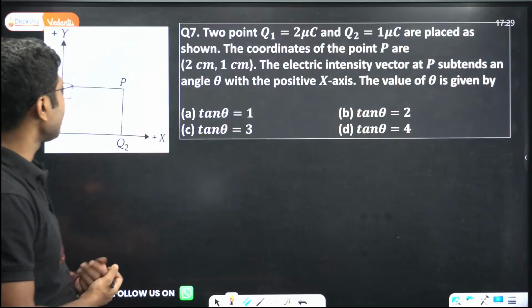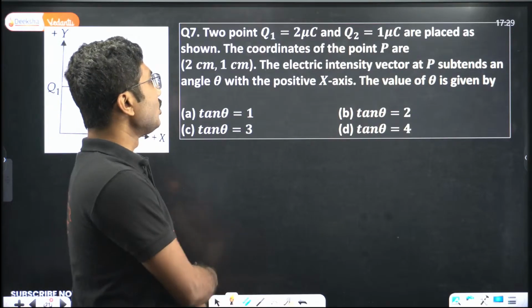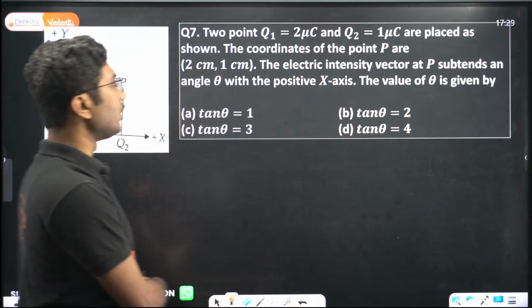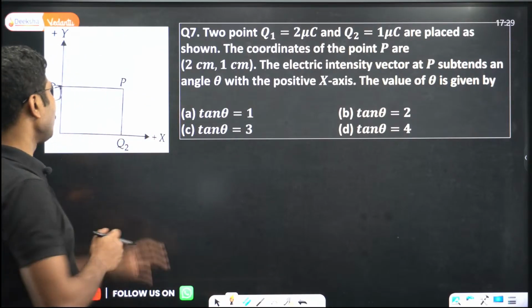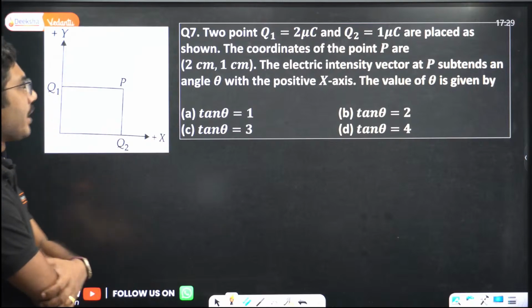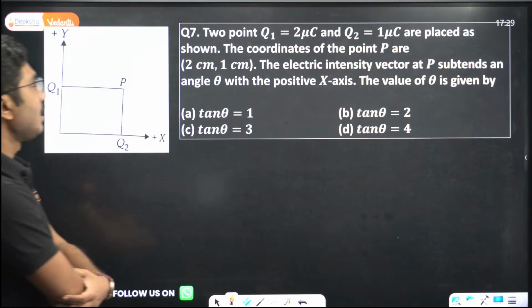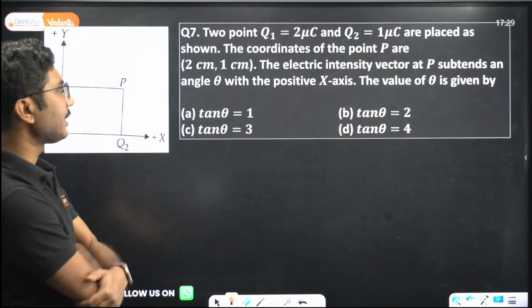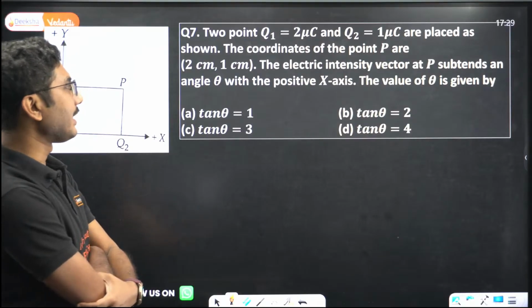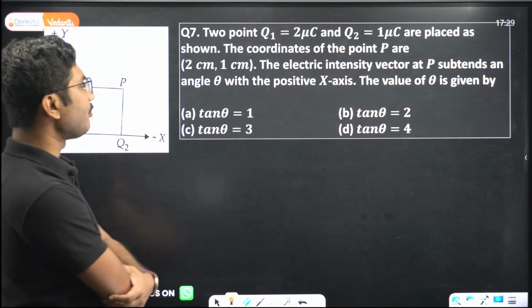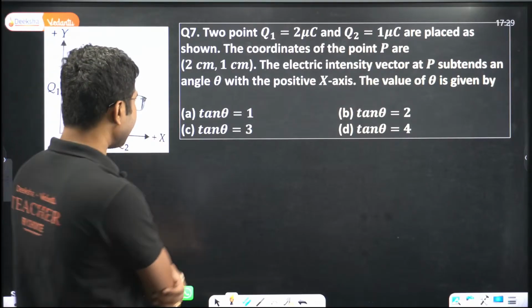One more question. 2 points Q1 equals to 2 microcoulomb, Q2 equals to 1 microcoulomb are placed as shown. So this one and this one are placed as shown. Okay, one is 2 microcoulomb, one is 1 microcoulomb. The coordinates of the point P are 2 centimeter and 1 centimeter. The electric intensity vector at point P subtended an angle theta with the positive x-axis. The value of theta is given by.